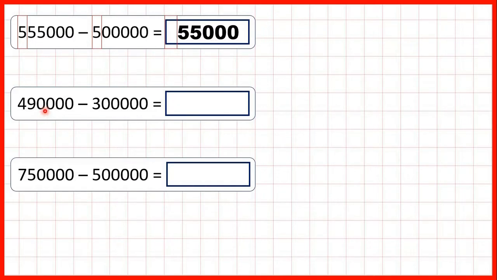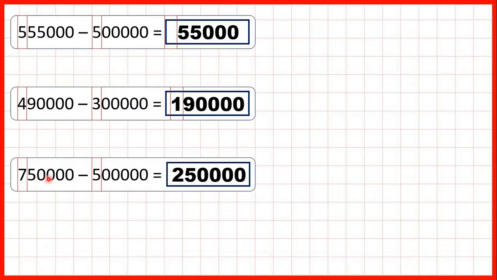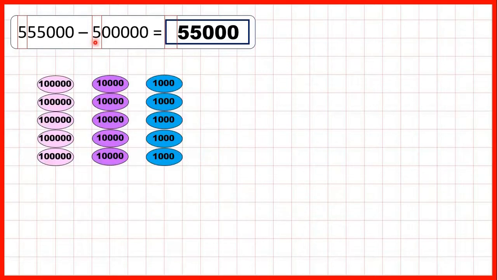Now we have 490,000 minus 300,000. If we highlight our 100,000s digits, 4 minus 3 is 1, and then all of our other digits stay the same, so we have 190,000. And now 750,000 minus 500,000. Again, we can just highlight our 100,000s digits. 7 minus 5 is 2, and all of our other digits stay the same, so we have 250,000. And we can show the subtractions using place value counters.